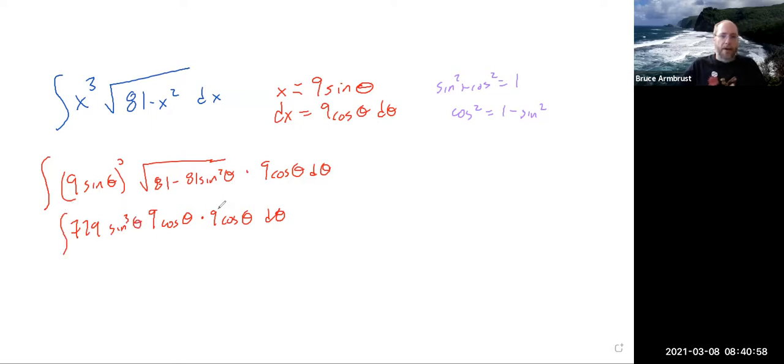All right, so let's pull all these numbers out front. I'm just going to write it as 9 to the 5th because I'm a little lazy right now. But that gives us a sine cubed cosine squared. All right, so we've made use of that substitution, and it's turned into a trig integral, which now suggests that we do a u substitution.